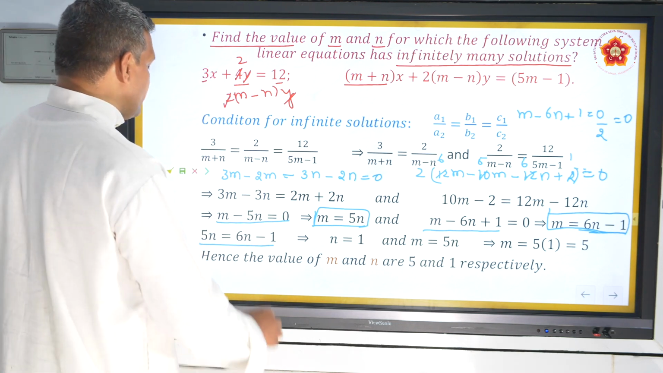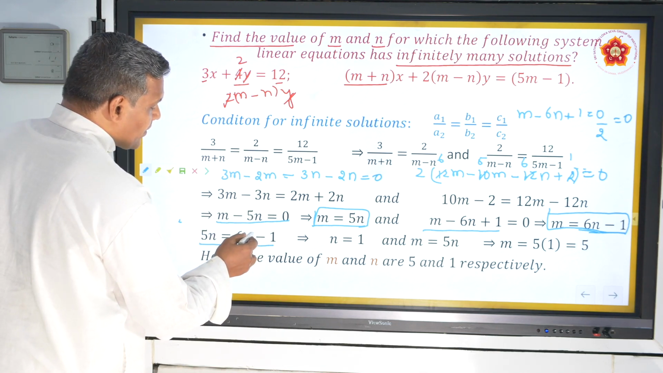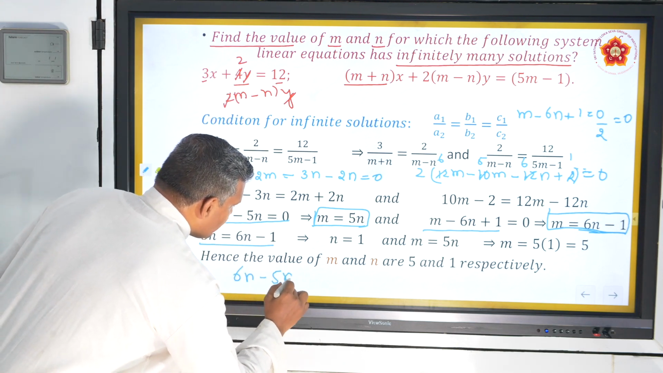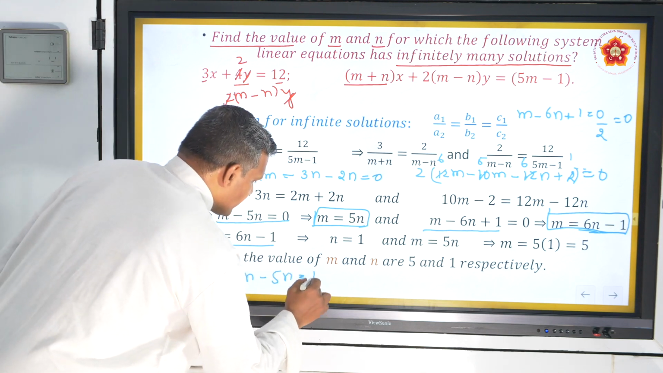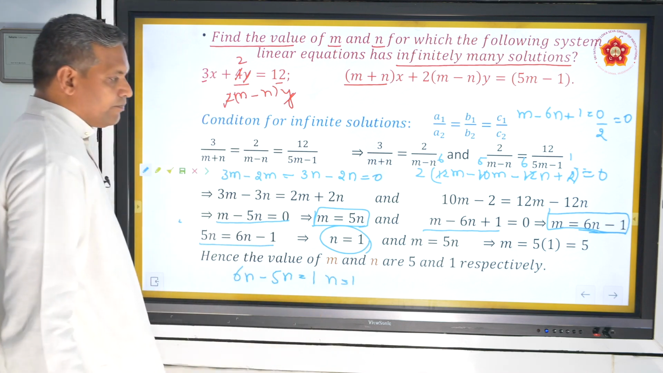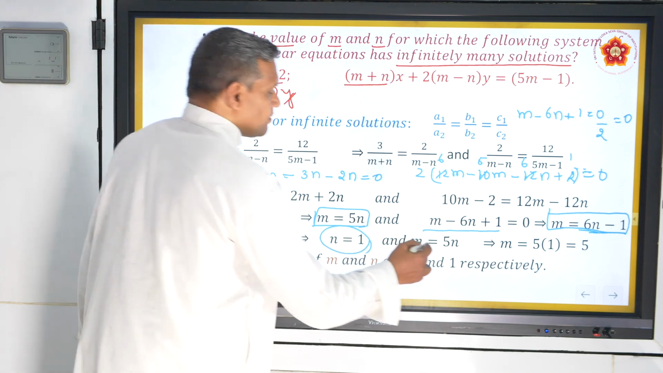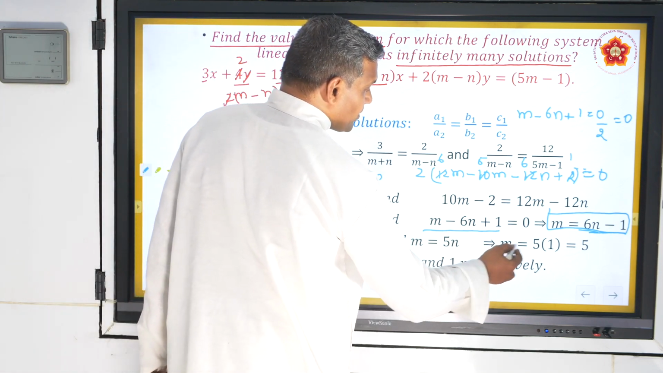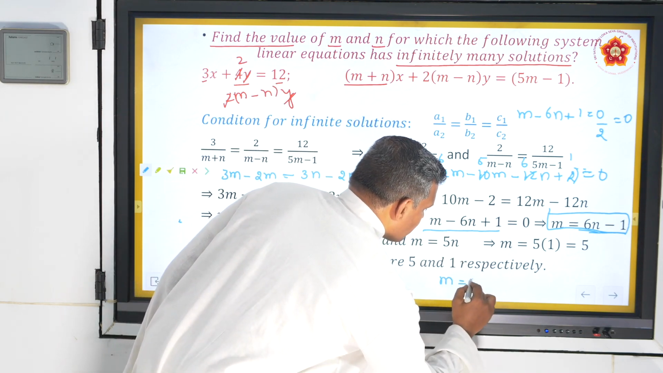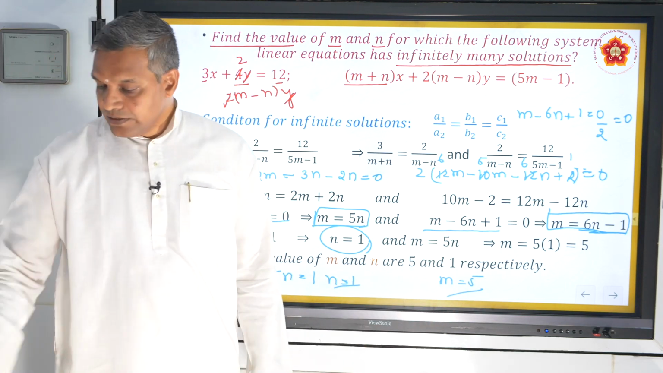From this, 6n here, and when I transpose 5n from LHS to RHS, it becomes minus 5n. So 6n minus 5n is equal to, transposing this one to the other side, plus 1. Hence n is equal to 1. The moment n is equal to 1, substitute here: m is equal to 5n, 5 1s are 5. Hence your m value is 5. So n value is 1, m value is 5. Comfortable? Almost we are done.